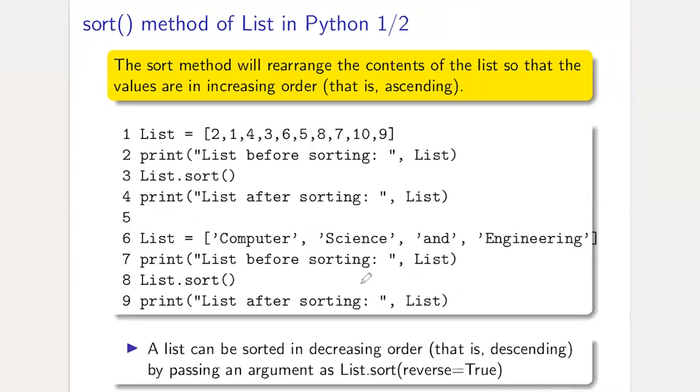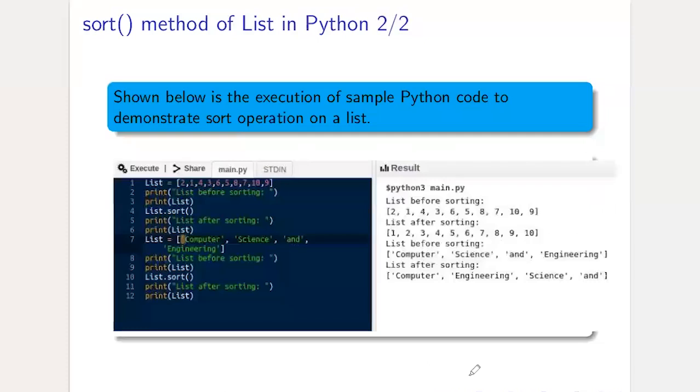And if you want to sort in the reverse order, not in the increasing order, or the ascending order, but if you want to do it in the descending order, okay, you can pass this particular argument saying reverse is true. Okay, by default reverse is false, so you don't have to specify that.